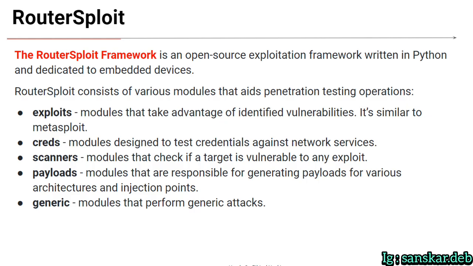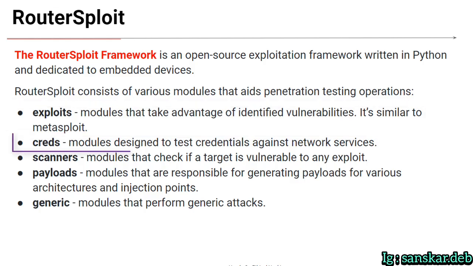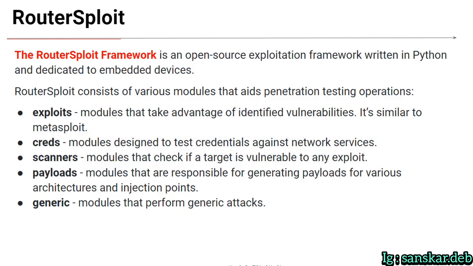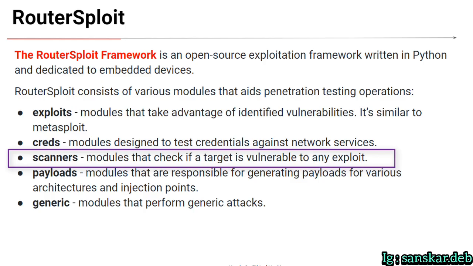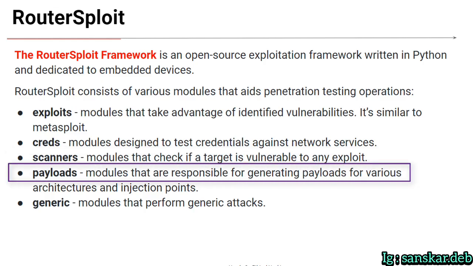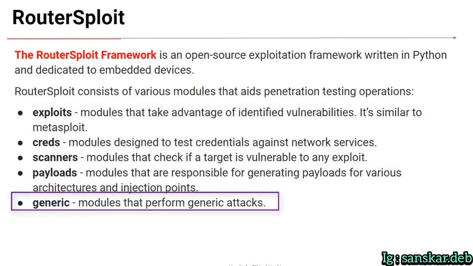Routersploit consists of various modules that aid penetration testing operations. Exploits are modules that take advantage of identified vulnerabilities. It's similar to Metasploit. Creds are modules designed to test credentials against network services. Scanners are modules that check if a target is vulnerable to any exploit. Then come the payloads, which are modules responsible for generating payloads for various architectures and injection points. And generic are modules that perform generic attacks.